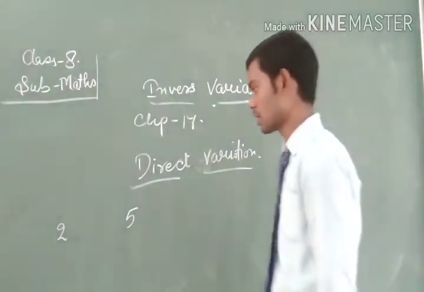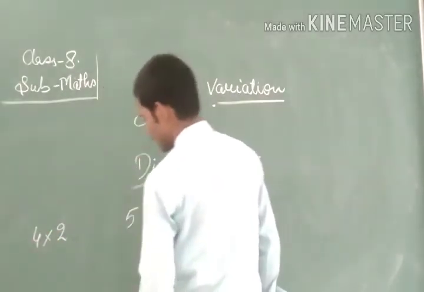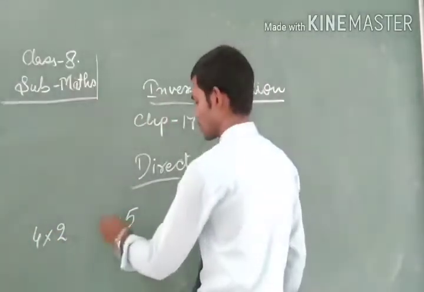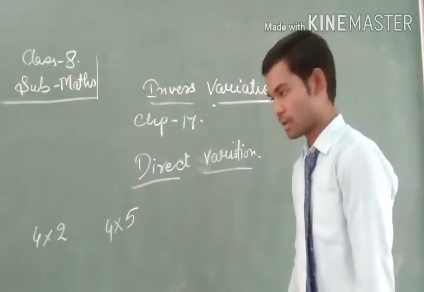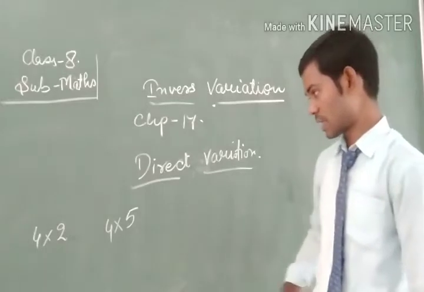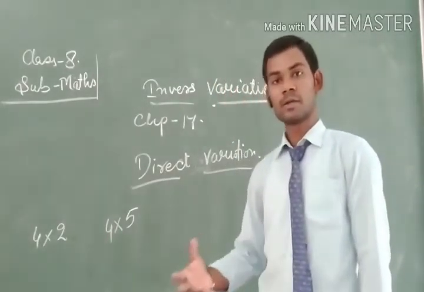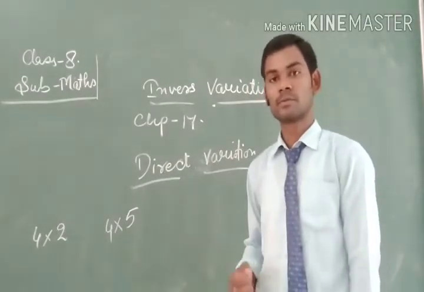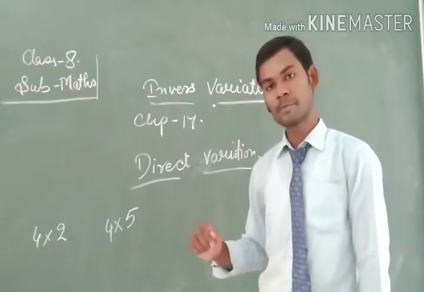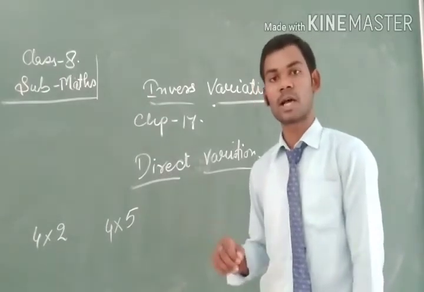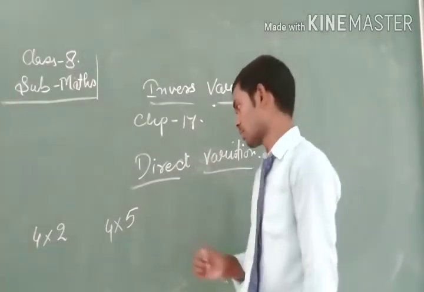So if we increase one number by 4, then the second number will also increase by 4. Here we can see that both numbers are increasing with the same amount. So we say that 2 and 5, the given two numbers, are directly proportional.